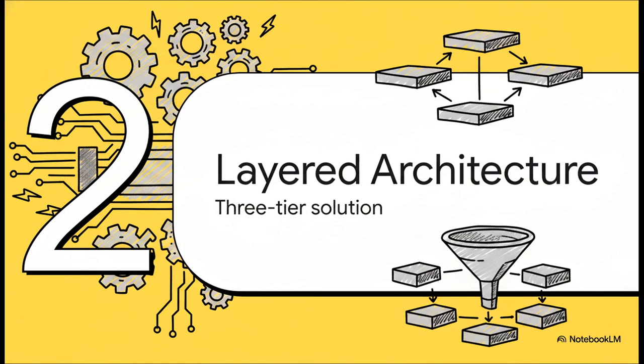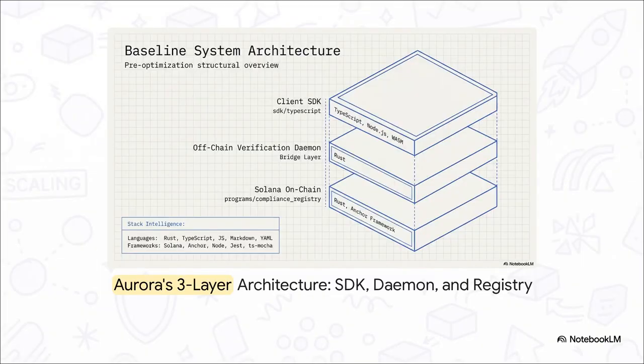Moving on to section 2, Aurora's layered architecture, the 3-tier off-chain solution. So check out these 3 distinct layers. You've got a WASM-powered client SDK sitting on top, a Rust-based off-chain verification daemon right in the middle, and finally, the Solana on-chain anchor programs holding down the base.